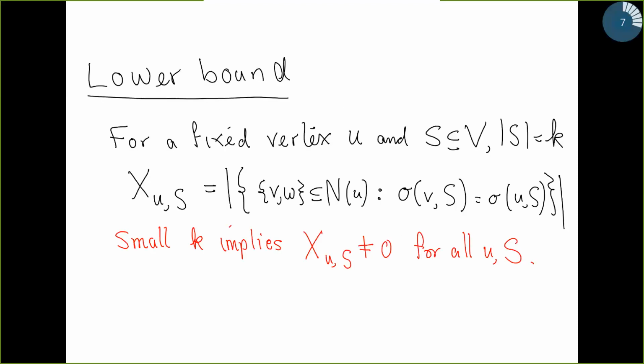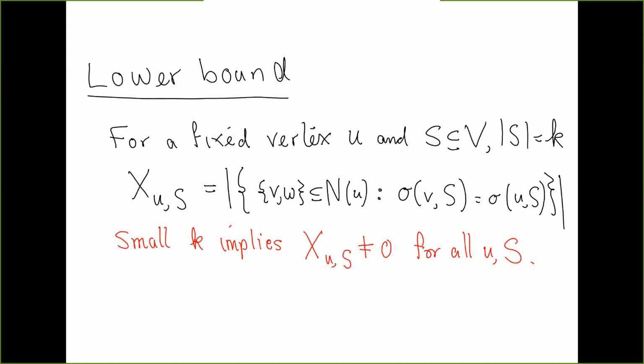So, lower bound, this was proved by the following. Let's look at the form. For a fixed set S, a set S of size K, capital X of U and S is the number of pairs which are contained in the neighborhood of a set U. So we've got a U, and the number of pairs in the neighborhood with the same signature as U.